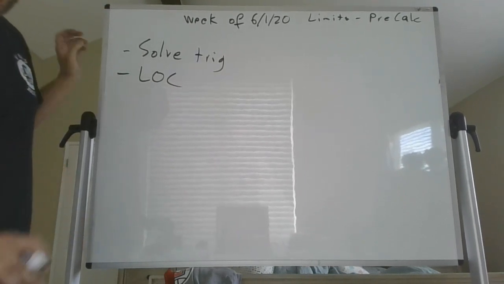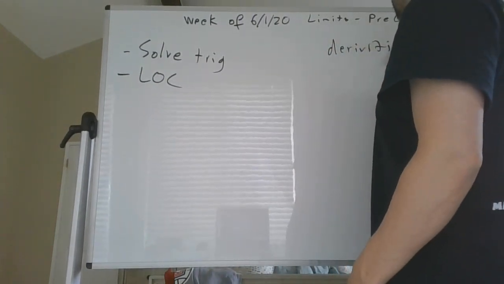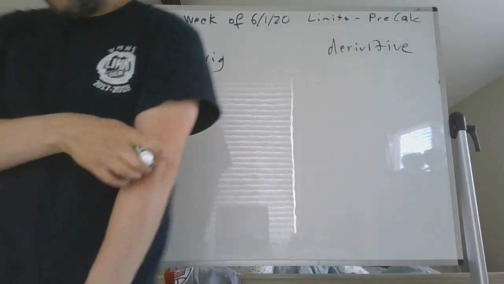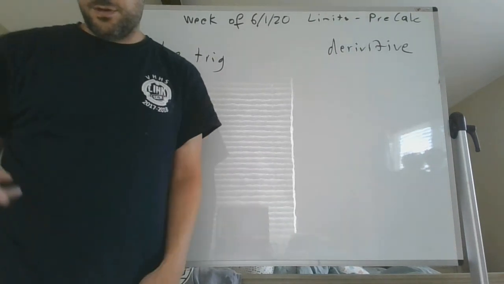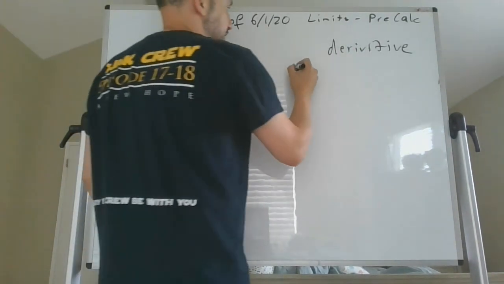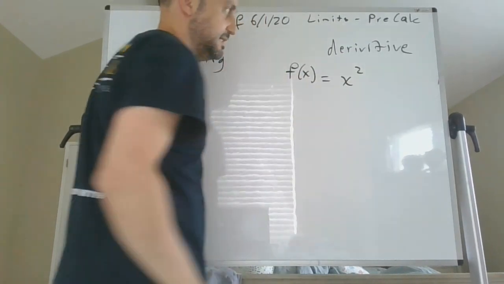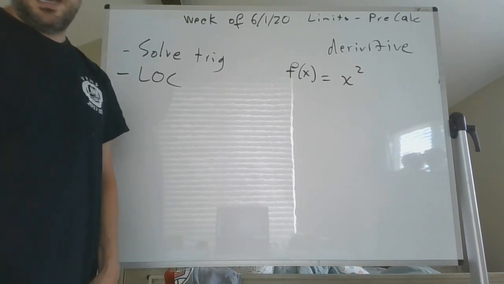Now you are going to have this one more question, which is called derivative. Now, here's the interesting thing about a derivative. Okay, it's going to say find the derivative of something like this. Let's say something as simple as that. Find the derivative of f of x equals x squared.